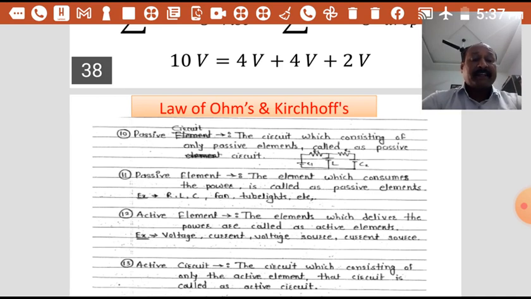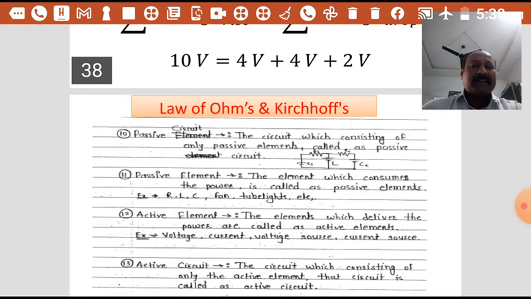Then active element, the element which delivers the power. The element which delivers the power is called an active element. So what are the active elements? That is the voltage source or current source. So at our home there are passive elements as well as active elements. Voltage source is available at our home, and the passive elements are also available, that is the fan, tube light, TV, fridge. So home appliances are nothing but the combination of passive elements as well as active elements.